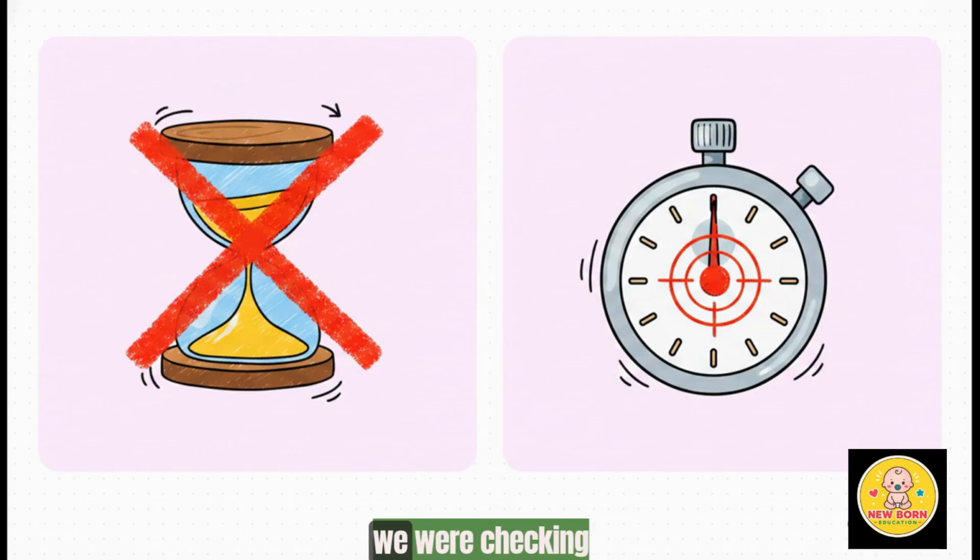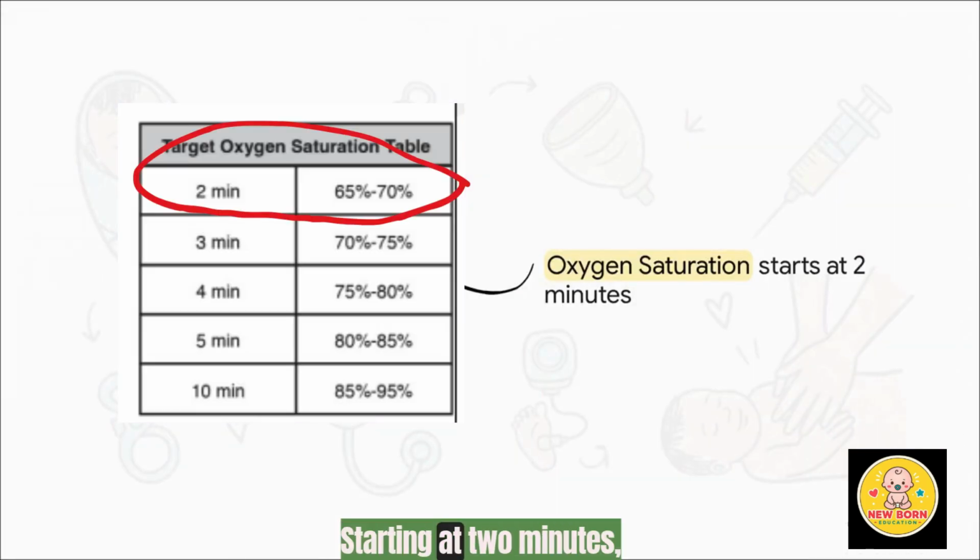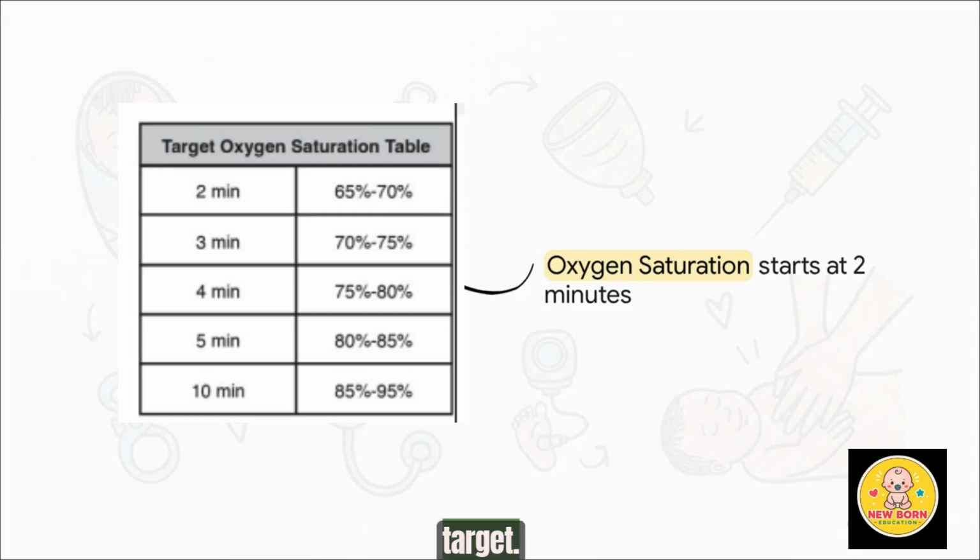Back in the 8th edition, we were checking the target oxygen saturation table at the 1-minute mark, looking for 60 to 65%. Well, the 9th edition totally deleted that 1-minute row. Our target expectations have been pushed back, and we are officially starting the clock at 2 minutes. Here's the new table. Starting at 2 minutes, we're aiming for a 65% to 70% saturation target.